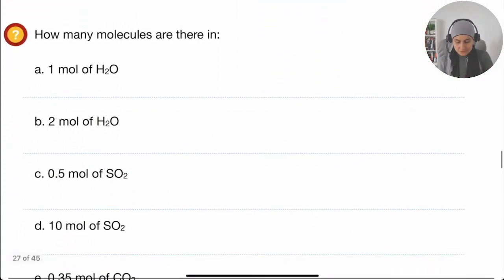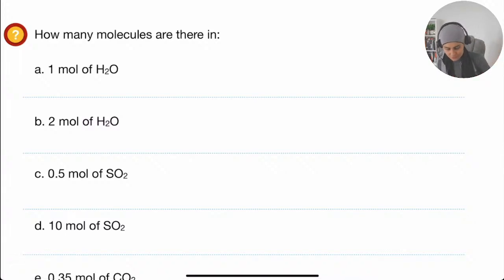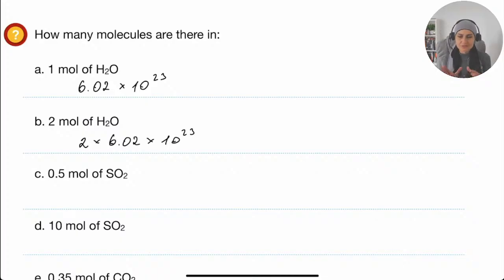And next, so let's see. How many molecules are there in 1 mole of water? Well, we know that 1 mole is just Avogadro's constant, so that's 6.02 times 10 to the 23rd. If it's 2 moles of water, well, then it's 2 times 6.02 times 10 to the 23rd. I won't even calculate this, okay? It's just very straightforward. If it's 0.5 moles of SO2, well, guess what? That's how many molecules you would have.